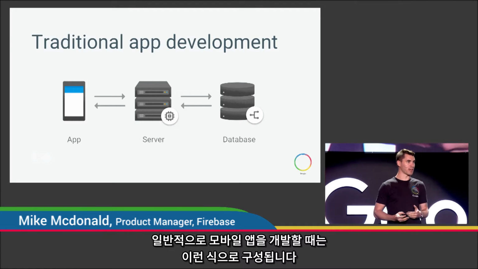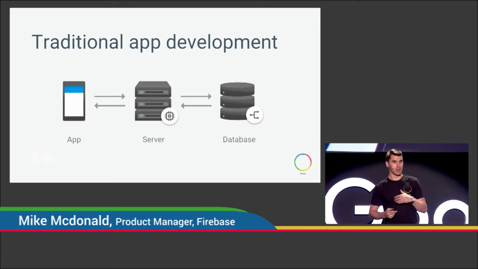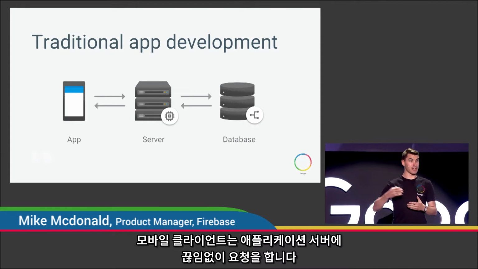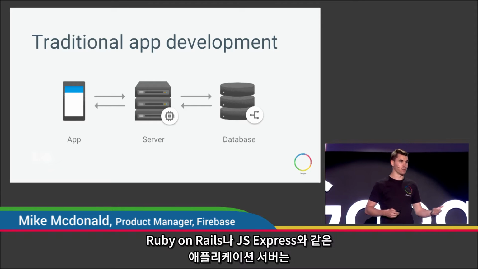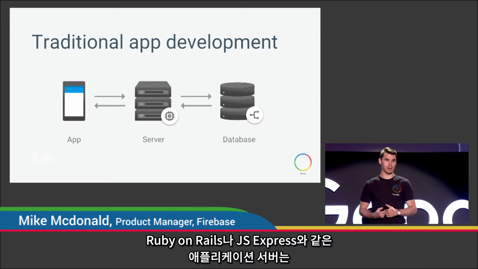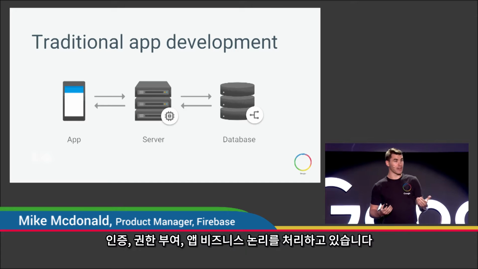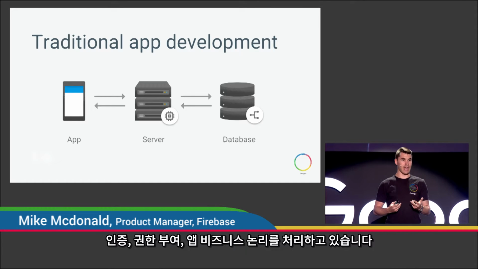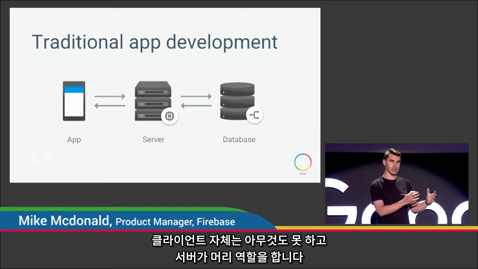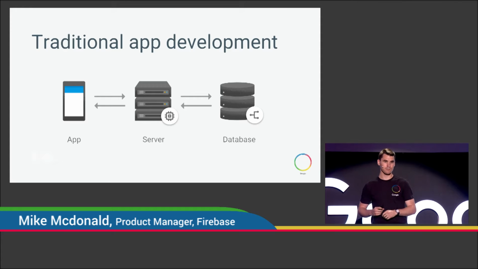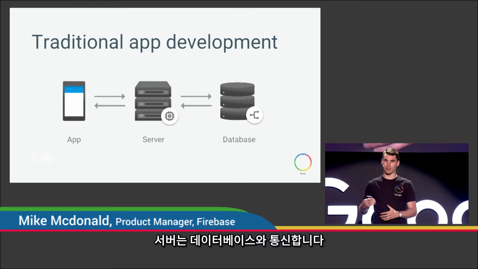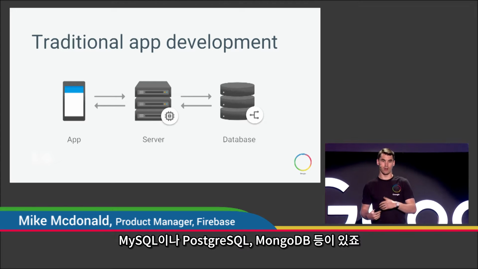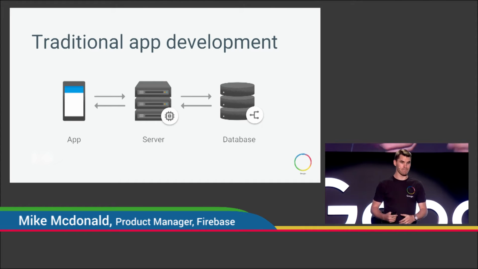Typically, when you build a mobile application, you build something that looks like this. You have a mobile client that makes RESTful requests to an application server. And that application server may be a Ruby on Rails app or a Node.js and Express app. And that server handles authentication, authorization, and your app's business logic. Your clients are dumb. They're talking to a server which contains all of the smarts. You'll also need to store application data and user data, so your server has to talk to a database. That could be MySQL, Mongo, Postgres, something like that.